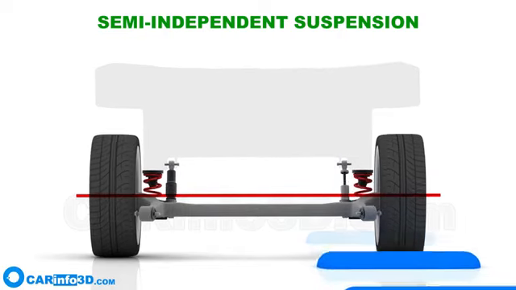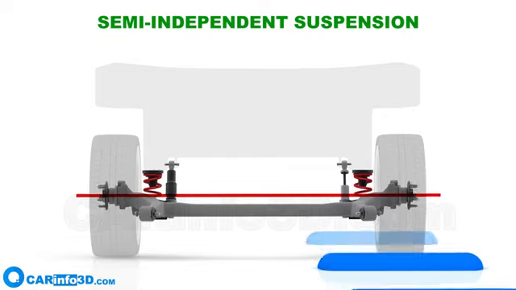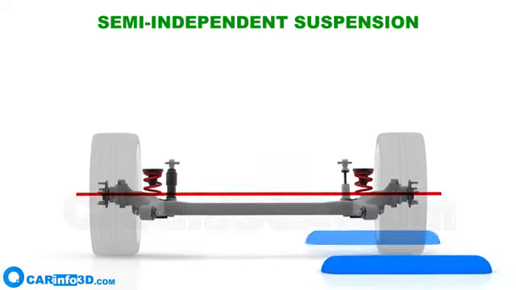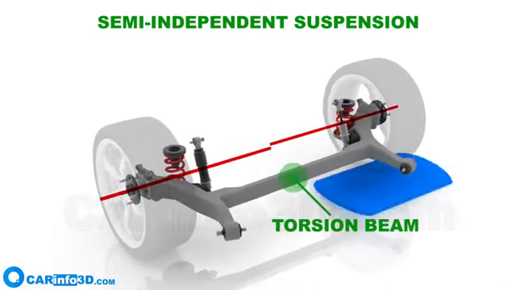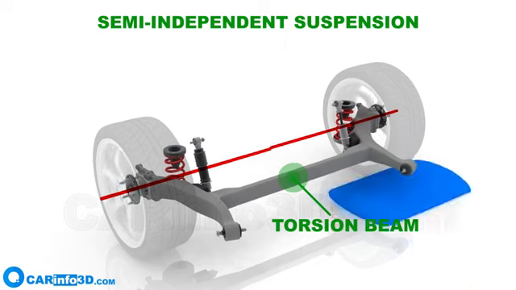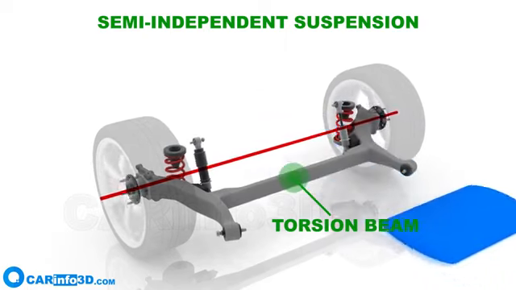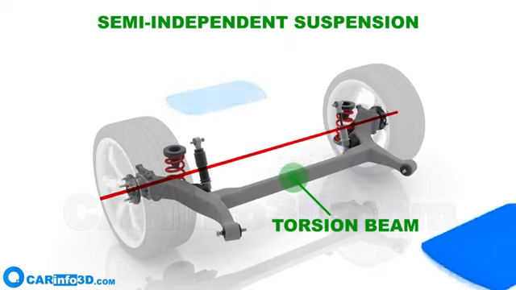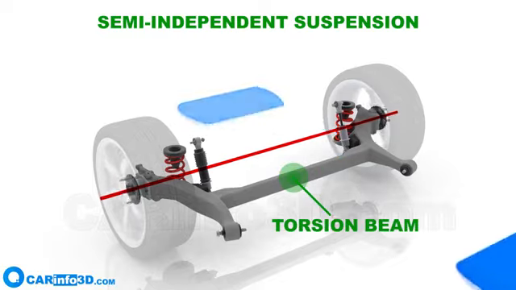Semi-independent suspension. A semi-independent suspension system is an intermediate link between the dependent and the independent systems. A torsion beam is used in place of the rigid beam in this arrangement, and because of its capacity to twist, it lessens the dependency of the wheels on a single axle. It is installed on the rear axle of many lower-tier and mid-tier cars.